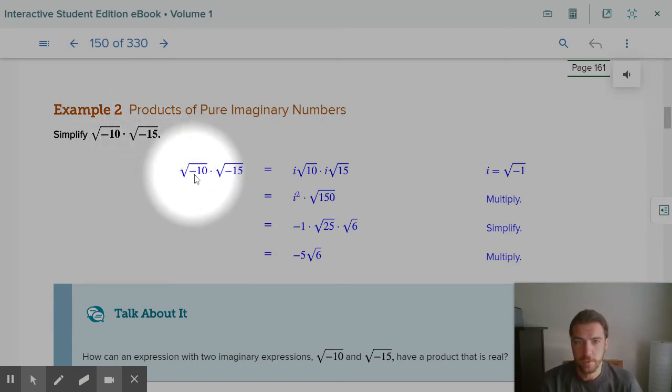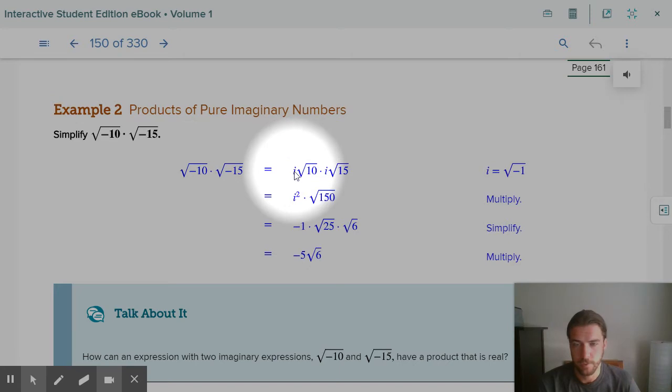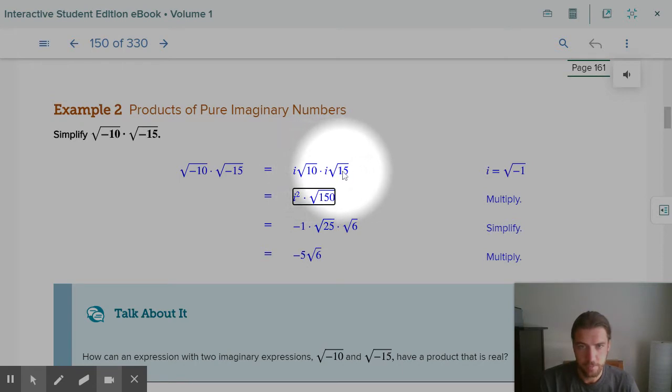Well, to find the product, the process is similar to before. We're going to factor out a part of this radicand. We're going to factor out that square root of -1, which is the value i. So in this case, we have i times square root of 10, and this one would factor to i square root of 15. Once we have this, we'll multiply the parts that are like terms. So these imaginary terms, i and i, multiply to make i squared. And square root of 10 multiplies the square root of 15 to make square root of 150.